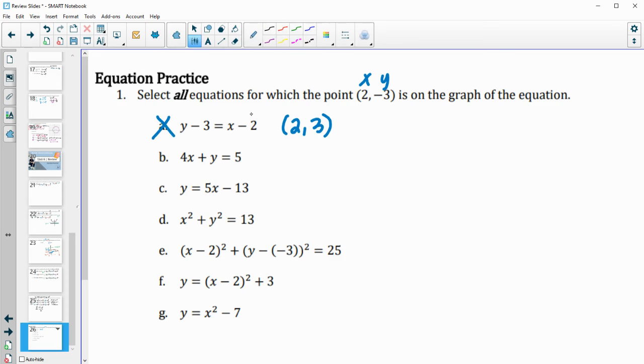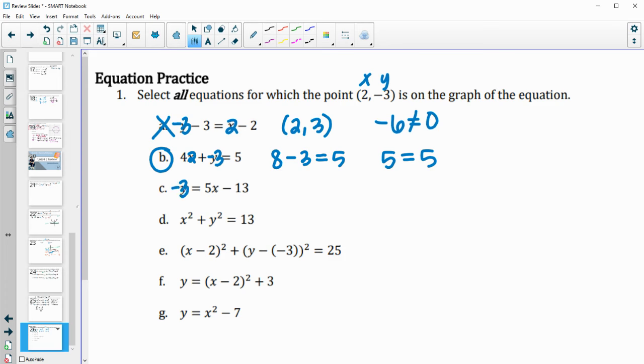Okay, then the other thing, like I said, again, you can just plug these in. So you could do negative 3 minus 3 and 2 minus 2. Negative 3 minus 3 is negative 6. 2 minus 2 is 0, and see that those don't equal. Part B, we would plug them in. So we'd be doing 4 times 2, which is 8, and then plus negative 3, so minus 3 or plus negative 3. 8 minus 3 is 5. So we get 5 equals 5. So this is on this line.